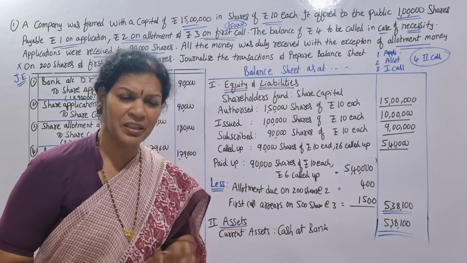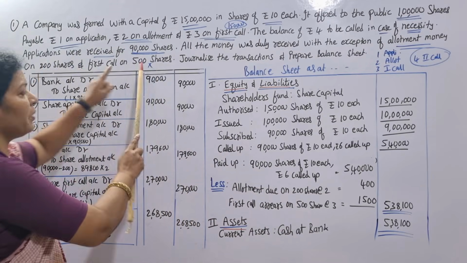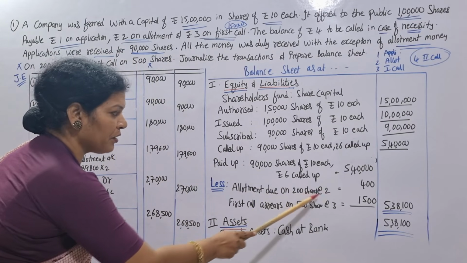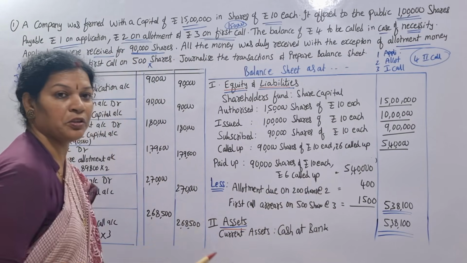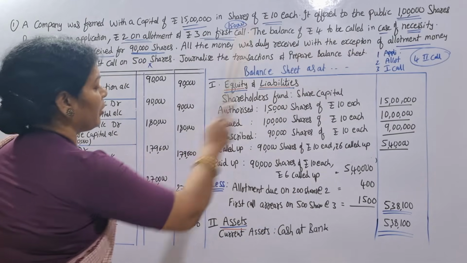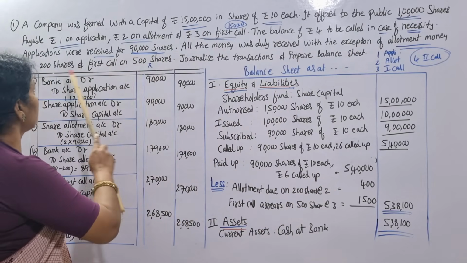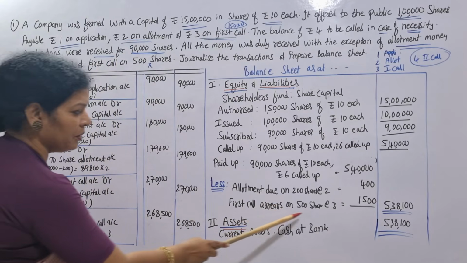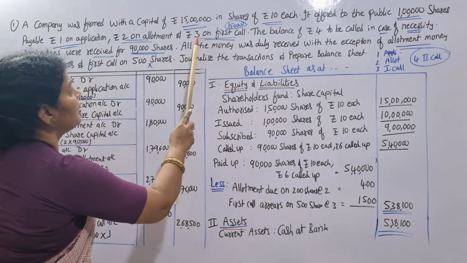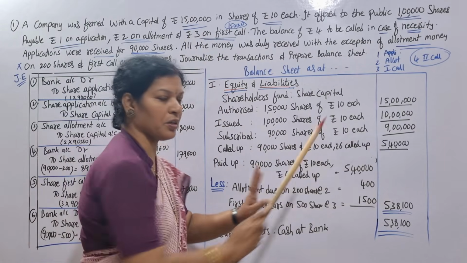Are we receiving the full 5,40,000? There are some arrears which are not being paid. What is not being paid? 200 and 500 shares. So 200 at the rate of 2 rupees, and 500 at the rate of 3 rupees. The 200 is allotment money of 2 rupees, and the first call money here is 3 rupees. So 500 shares at 3 rupees. If we deduct it, you get this much.